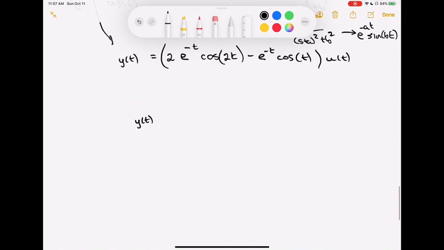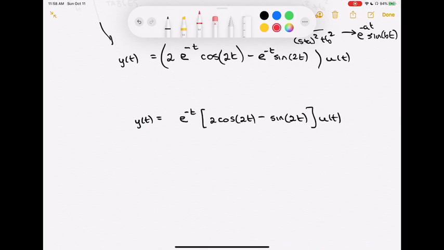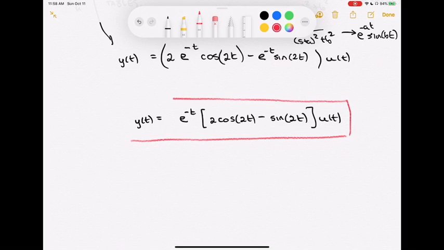y of t then is equal to, and I could write this out as an e to the minus t, right? And then I could have 2 cosine 2t minus, not cosine, boy, did I ever get that one wrong. I don't know where that came from. That was sine. I needed my sine term, 2t. So I end up getting that sine piece in there. So I'm going to get a minus sine of 2t, and then it was u of t. And that is my final answer in this case.